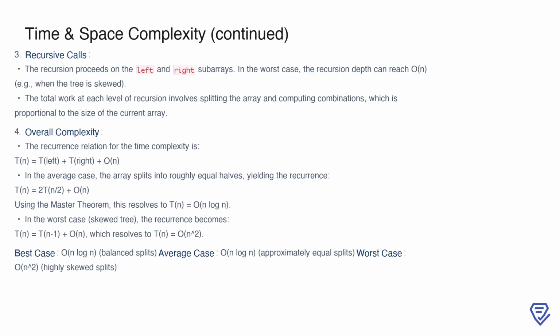However, in the worst case, when the tree is skewed, the recurrence becomes T(n) equals T(n-1) plus O(n), which resolves to T(n) equals O(n squared). Therefore, the time complexity varies depending on the structure of the tree, with the best and average cases being O(n log n), and the worst case being O(n squared).